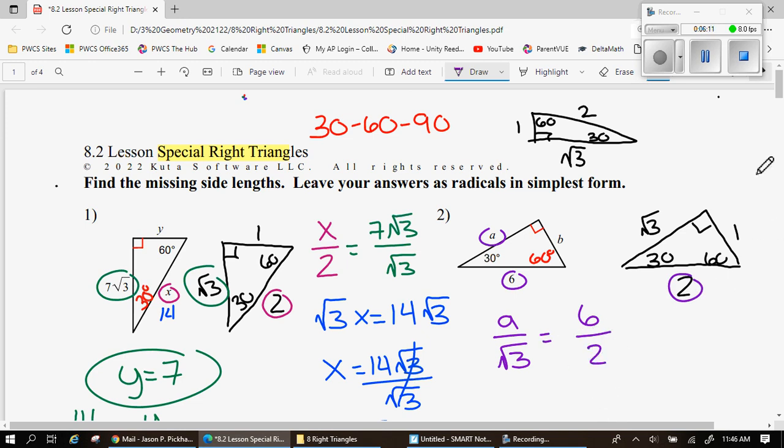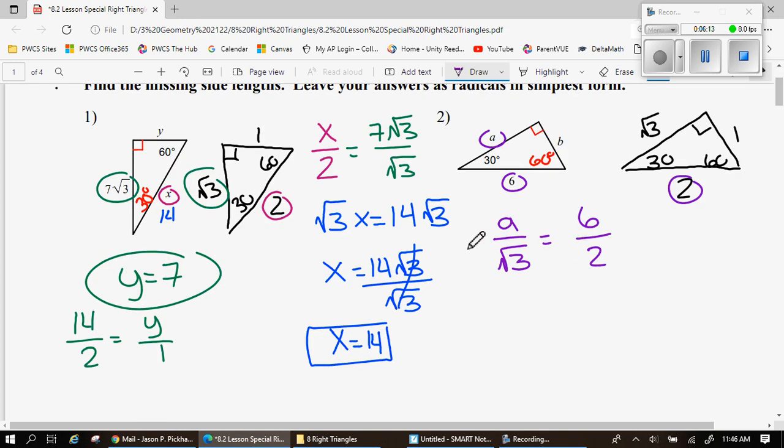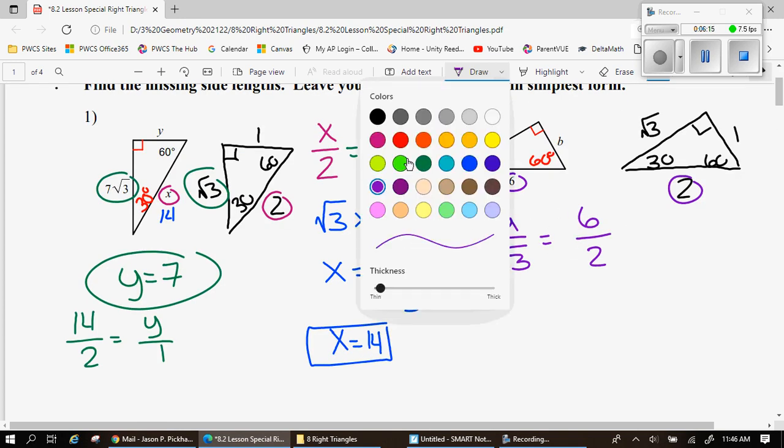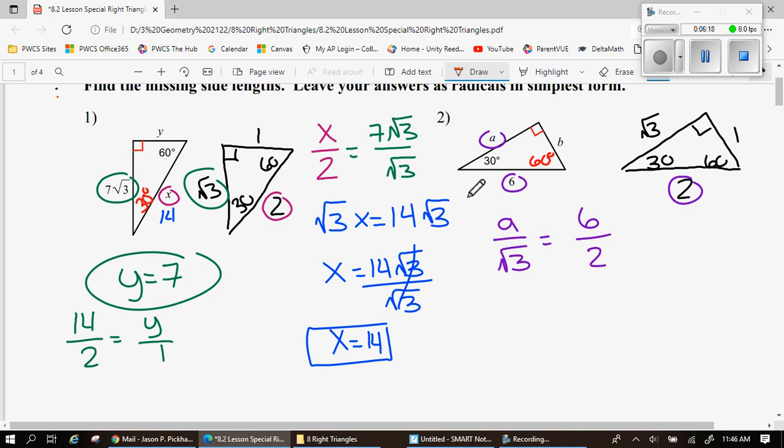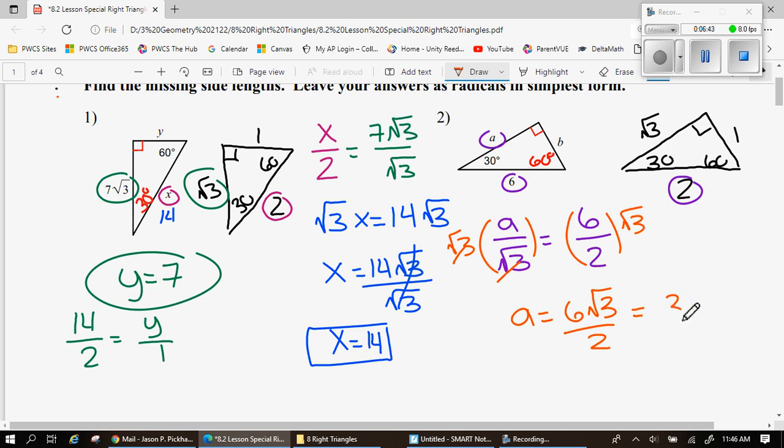And so we can cross multiply. And we don't really need to cross multiply. The more you do this, the more you'll get comfortable with it. In this case, I could just multiply both sides by root 3 so that those two root 3's cancel. And I get 6 times root 3 will give you a decimal, so we're just going to write it as 6 root 3 over 2. And then I want to simplify that, 6 divided by 2, and make it 3 root 3.